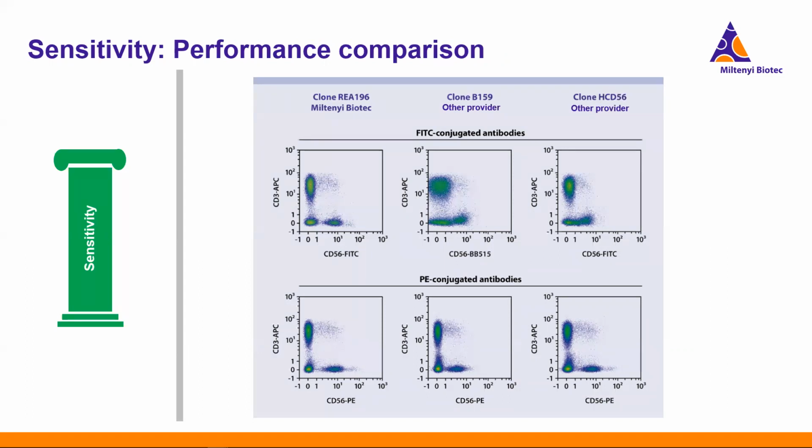So the upper row shows FITC conjugates, and the bottom are all conjugated to PE. So you can see our recombinant antibody on the left shows a really nice resolution. Look at that, the separation between the positive and the negative peaks is really nice. So you could see it has a higher sensitivity to the target compared to the other commercially available clones.